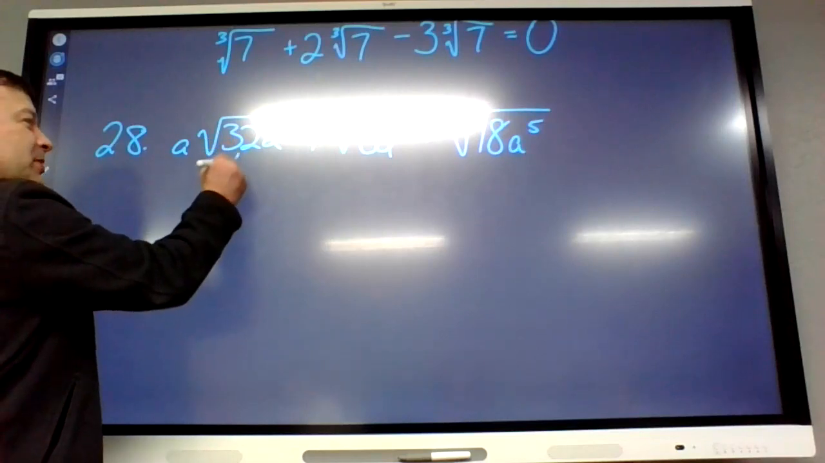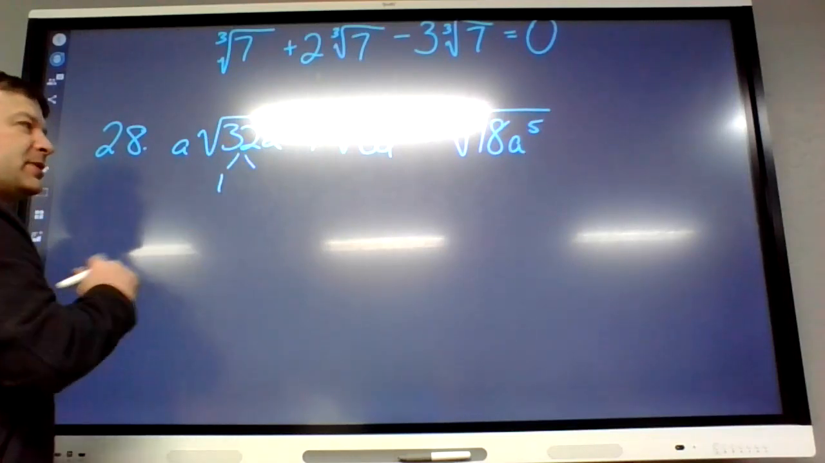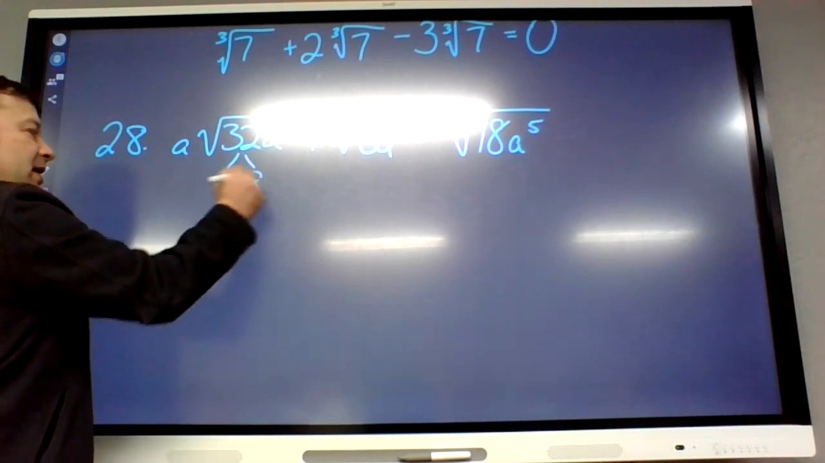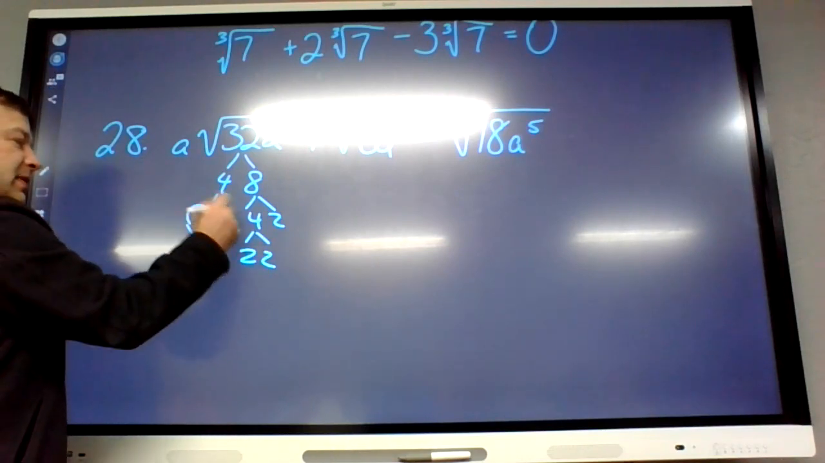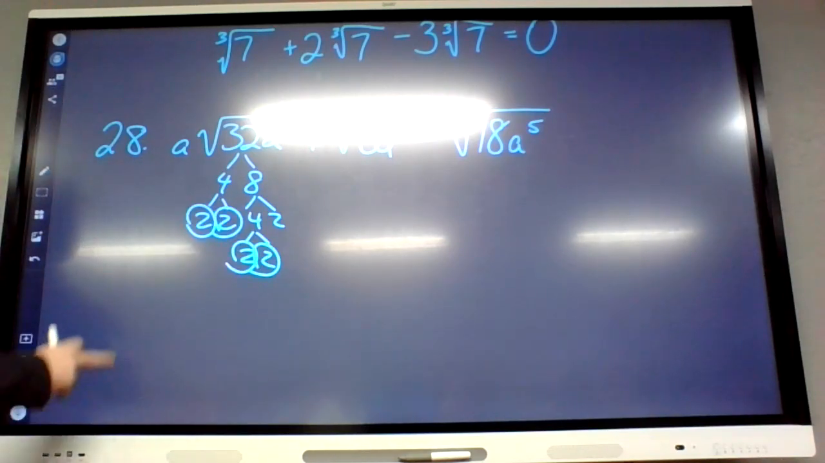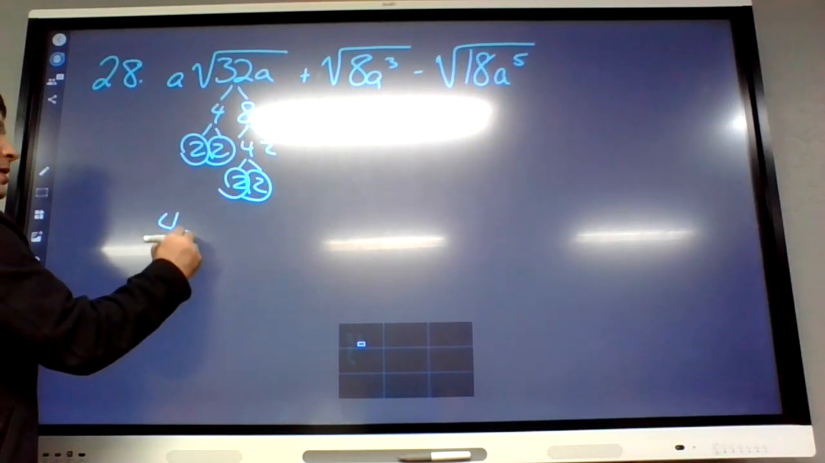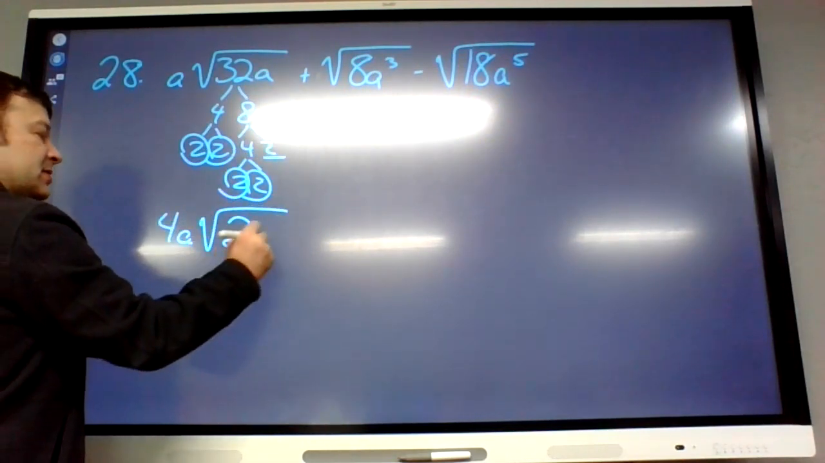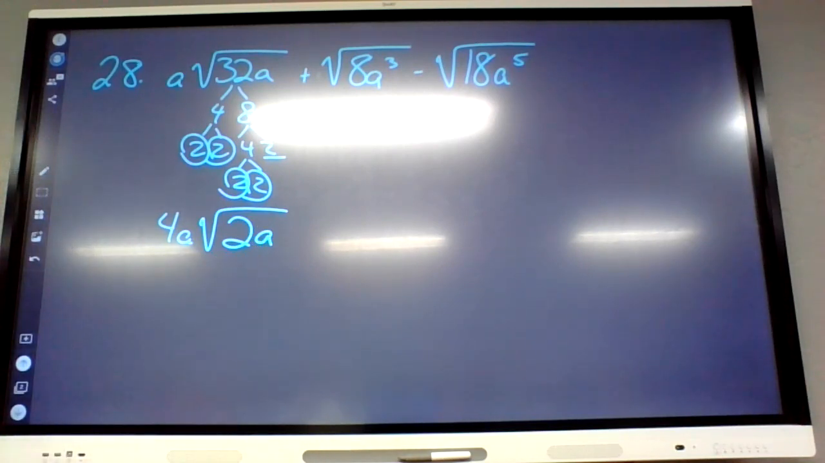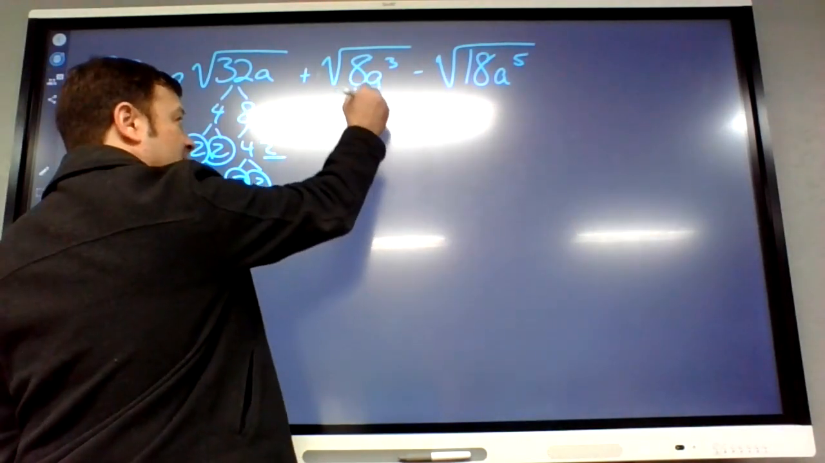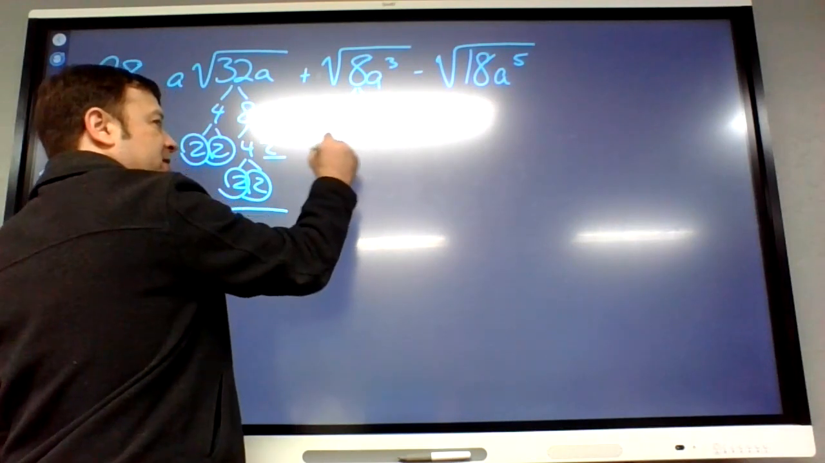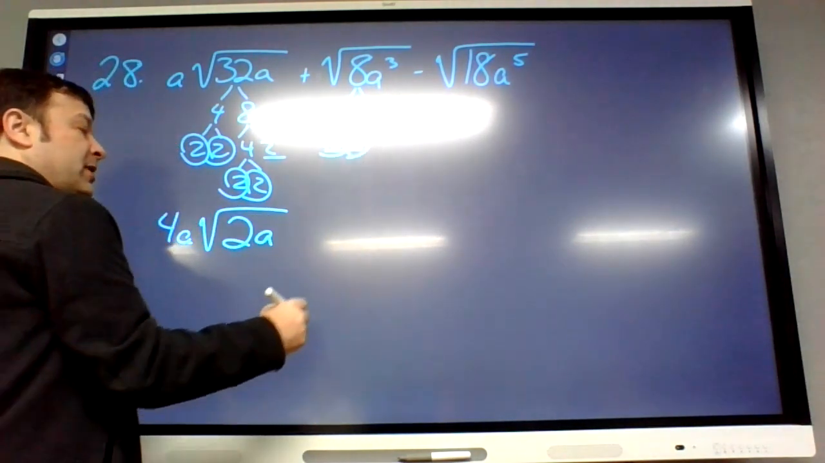All right, so this one will simplify. You guys know it goes into 32? Okay, really quick. So 2 twos come out. 2 times 2 comes out, that's a 4. And one 2 is left behind. And then this 8, double 2, a 2 will come out.